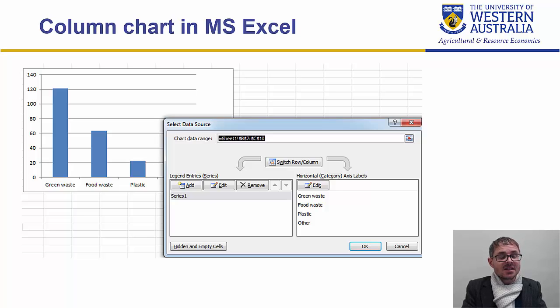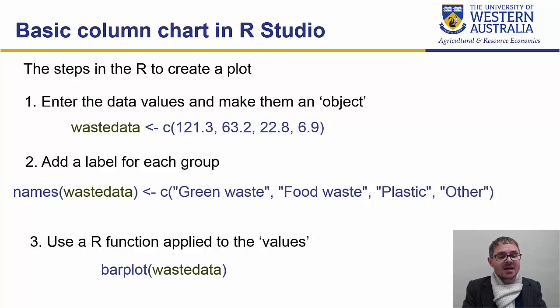If we wanted to create this in R, it's the same but different, if that makes any sense. So let's have a look. We need to enter the data. Just like we typed in the numbers in Excel, we type in the numbers in R, but we would call them an object. So we just have to give them a name, but there's nothing really different to what you would have done in Excel. And then just like we typed in the group names in Excel, we type in the group names in R, but we call them the names, and these are the names that apply to the object waste data.